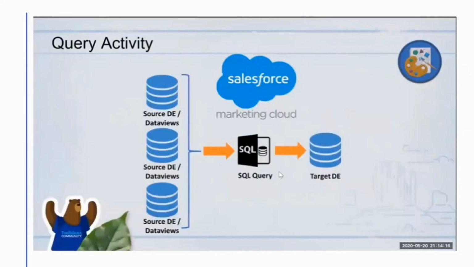We can also get a requirement to get the data from multiple sources. That means you have source 1 as a data extension, source 2 as a data extension, source 3 as a data extension. You have to get the data into a single data extension, which is your target data extension.